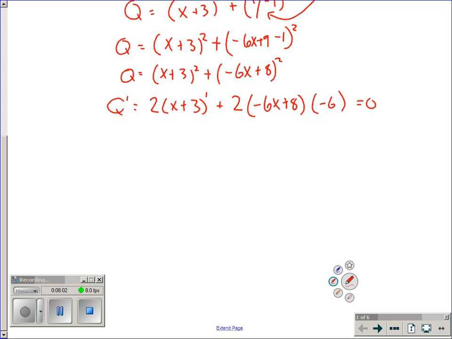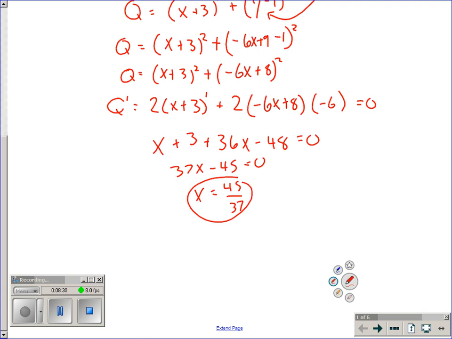what do I get down to? I'm looking at my notes. I get down to x plus 3 plus 36x minus 48 equals 0. So I get down to that, which reduces further to 37x minus 45 equals 0. So then x equals 45 over 37.